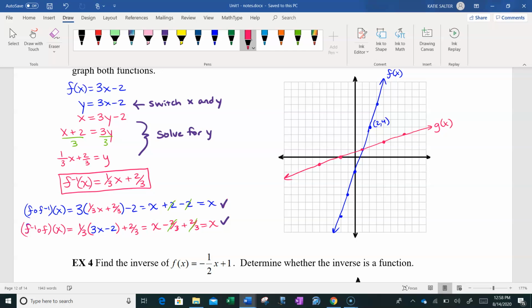Remember, graphically, our function and inverse function should always reflect over the line y equals x. I always graph it as a dashed line because it's not part of the functions that I'm graphing. It's just there as a check.